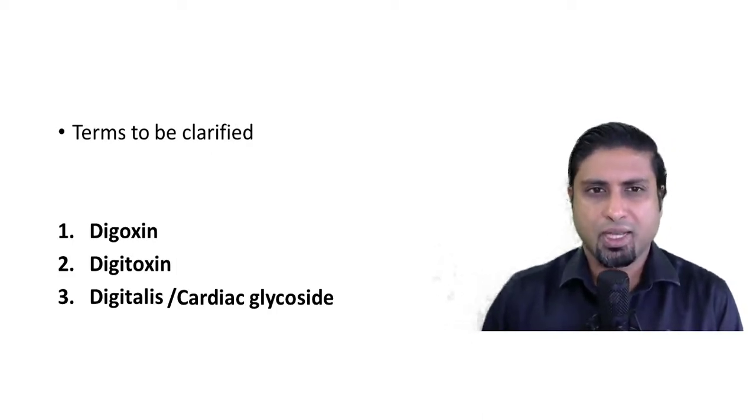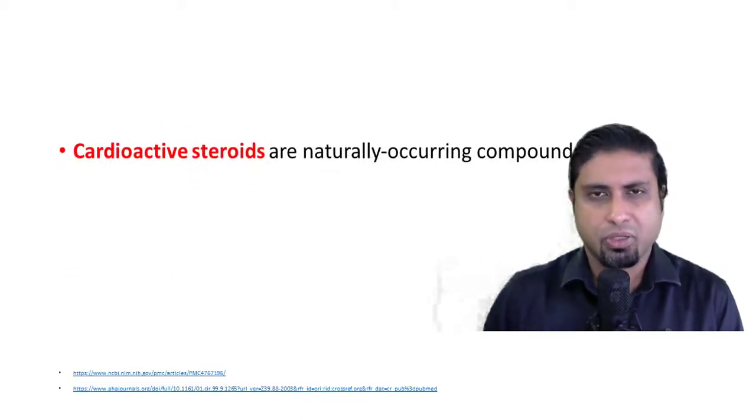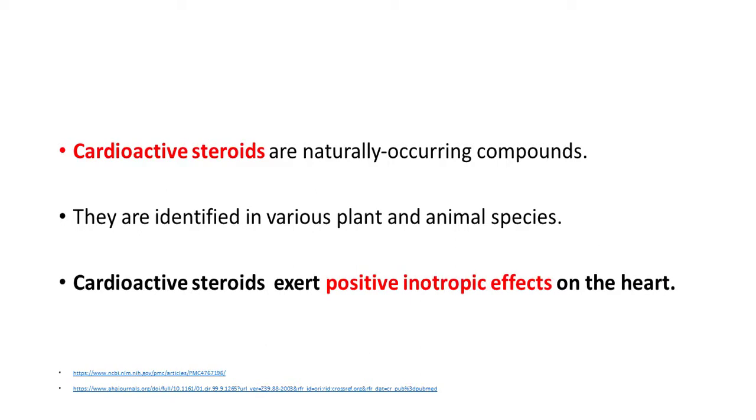Now, it's worth clarifying the term cardioactive steroid, because if we are clear with this term, it helps us to understand better the differences between digoxin, digitoxin, digitalis, and so on. So what are cardioactive steroids? Well, these are naturally occurring compounds. They are seen in various plant and animal species, and all cardioactive steroids exert positive inotropic effects on the heart. They increase cardiac contractility.